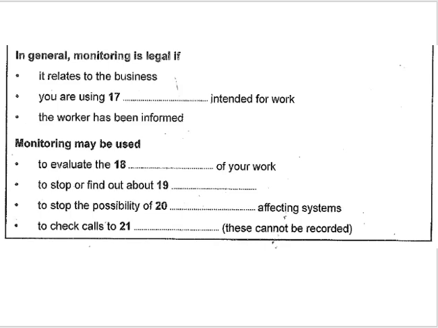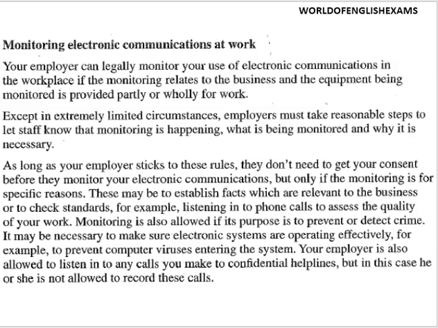This is what a good student will do by first reading the instructions. Moving on to the next sentence. To stop the possibility of. Possibility is nothing but chance. Or maybe I can say something is likely to happen. So something may happen. To stop the possibility of blank from affecting the systems. So systems are nothing but maybe computers.